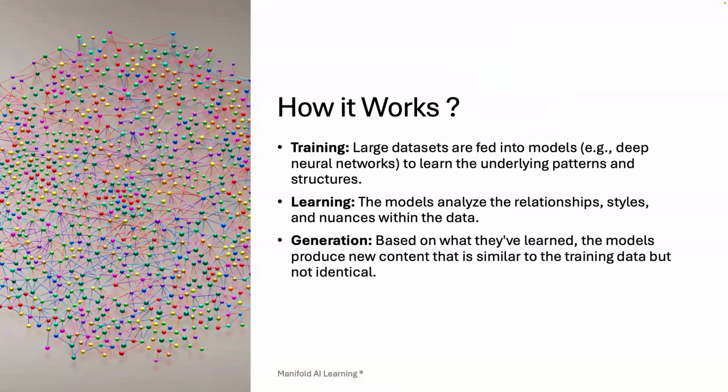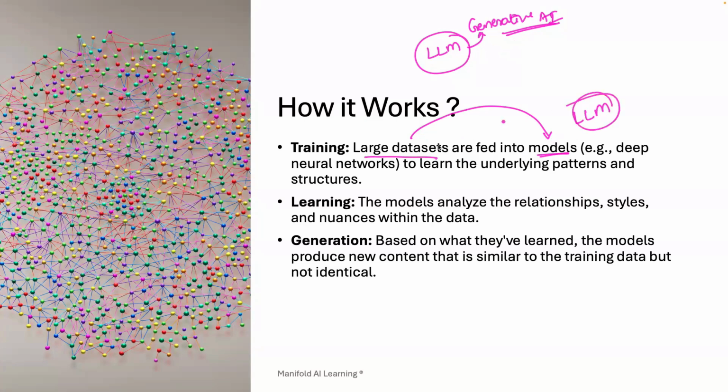Now, let me come back to the same term, generative AI. When I say large language model, the large language model is actually used in generative AI. We'll talk about this term at a later stage. So when I say large language model, this is the one that is powering generative AI. Since we are sending a large data set into the model and training it, we call this model a large language model.